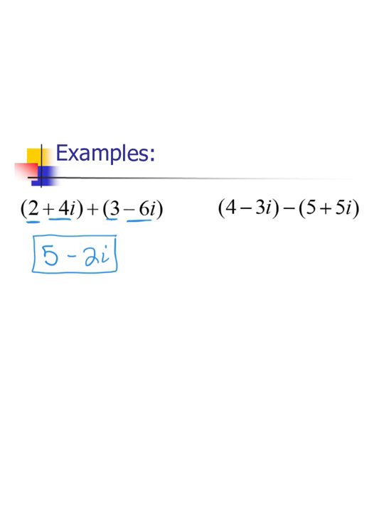If we were to subtract, again, I'm going to combine like terms. 4 minus 5 is negative 1, and negative 3 minus 5 is negative 8i. That is my final answer.